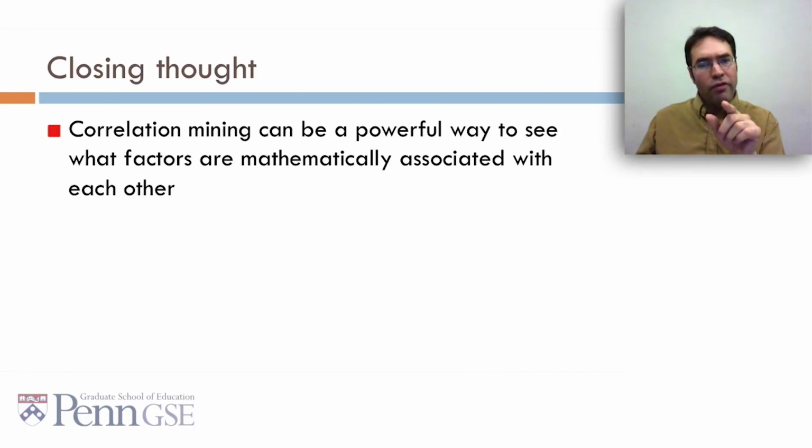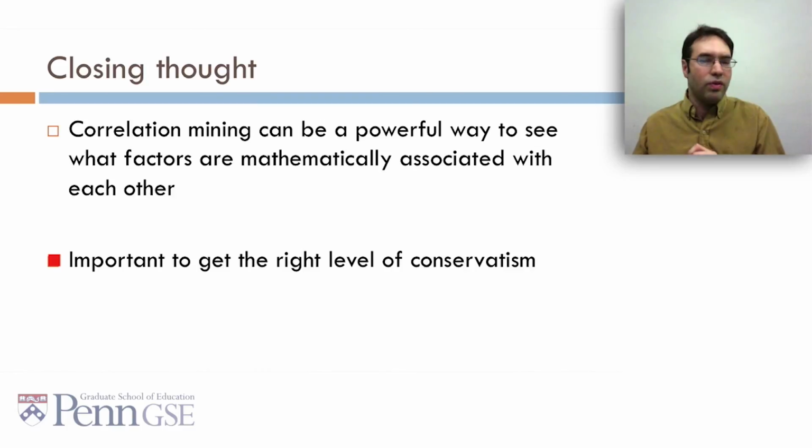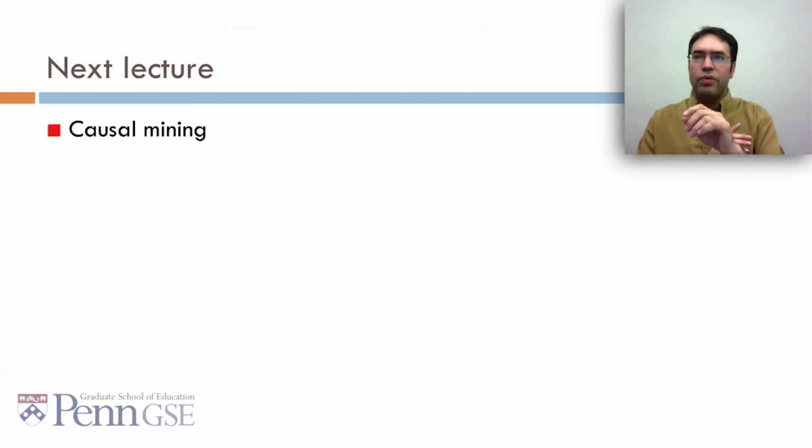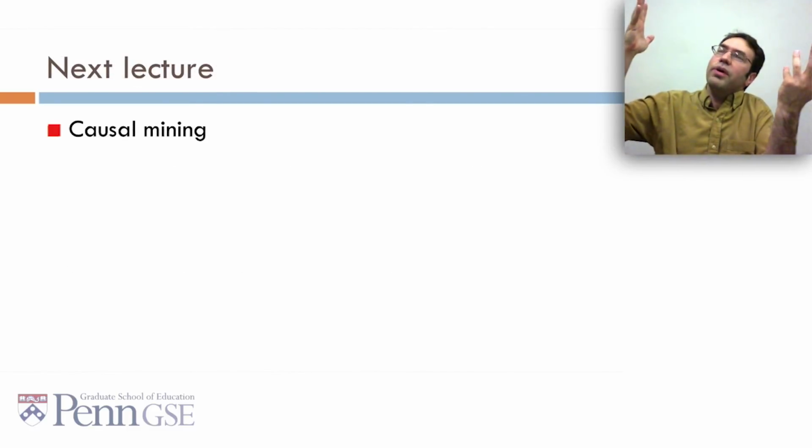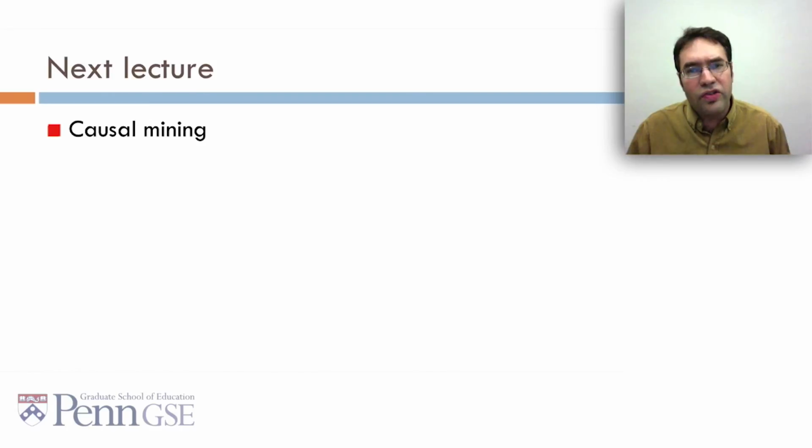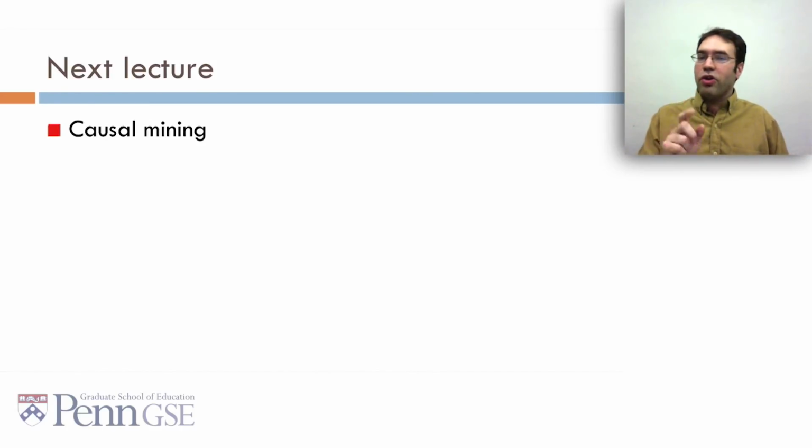So, a closing thought. Correlation mining can be a powerful way to see what factors are mathematically associated with each other. But it's important to get the right level of conservatism. If you're too conservative, you throw out everything. If you're not conservative enough, you accept junk. And you may be saying at this point, it's great that we have all these correlations, but we all know correlation isn't causation. Well, I agree with you. And in the next lecture, we're going to talk about a method called causal mining that under the right usage can allow you to move from saying these two variables are correlated to saying there's a causal relationship.